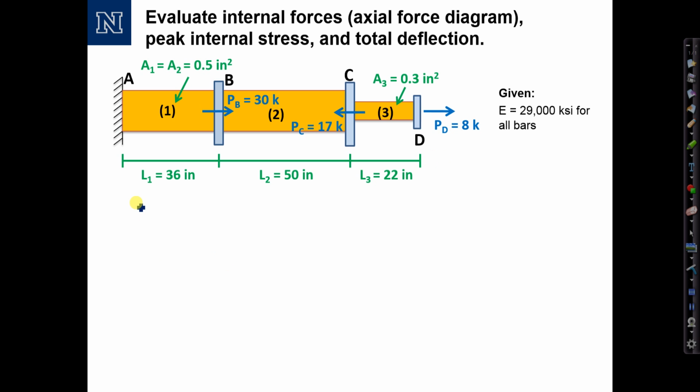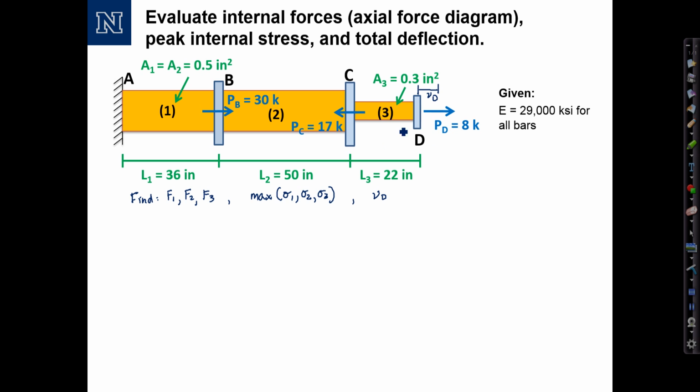What we're asked to find here: the internal forces F1, F2, F3. We're asked to find the max of the internal stresses, the max of sigma 1, sigma 2, sigma 3. Recognize that we don't necessarily have to calculate all of them. And we're asked to evaluate the end deflection V sub D, which I might draw on there. The whole bar is going to move to the right some amount, presumably to the right.